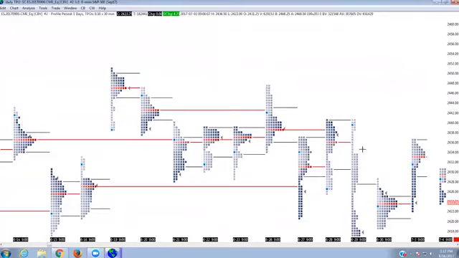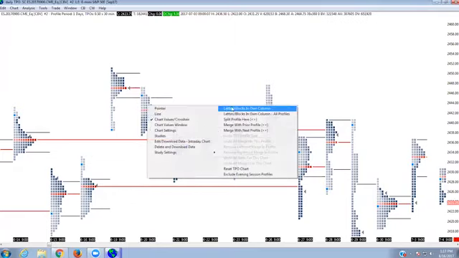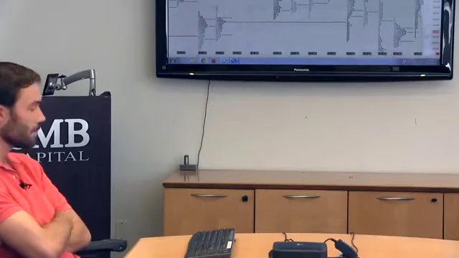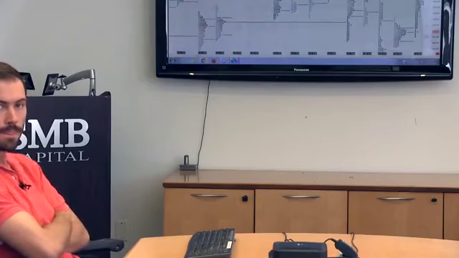All right, 619 and 620. Did we use this example before? This is one of the confusing ones where you have value right at the same level. We've got value migration lower. What did this day try and do? Somebody tell me what this day did and what you see there. Tried to test the point of control from the prior day. Yeah, it failed and then migrated lower. Absolutely.